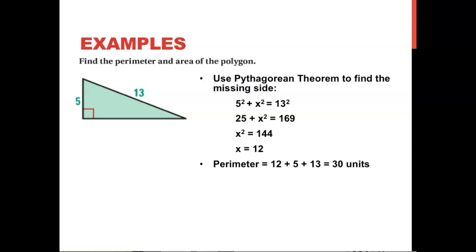And then we need to find the area of the triangle as well. So the area of a triangle, remember, is 1/2 base times height. And remember that the base and the height must be perpendicular to one another. So we see that the height is 5 and the base must be perpendicular to it, so that must be the 12. So that would be 1/2 times 12 times 5, which is equal to 30 units squared.